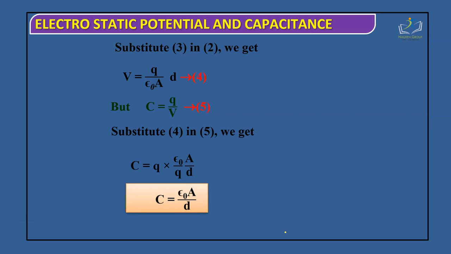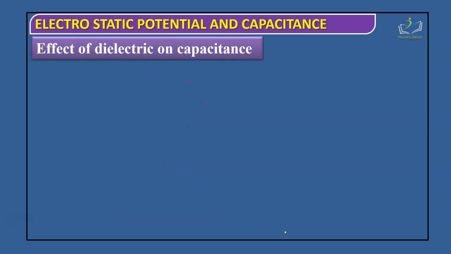As you can see, C depends on the permittivity, the area A, and the distance between the plates. If we decrease the distance, capacitance will increase. Note, C is directly proportional to A and C is inversely proportional to D.